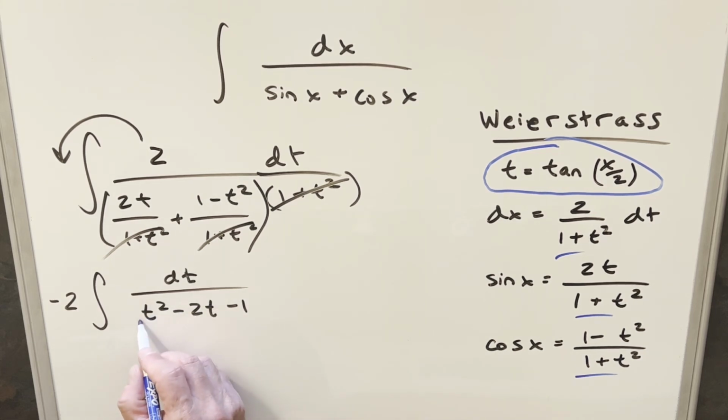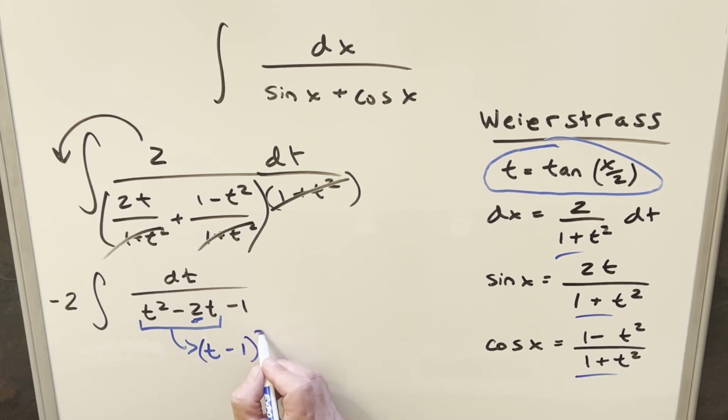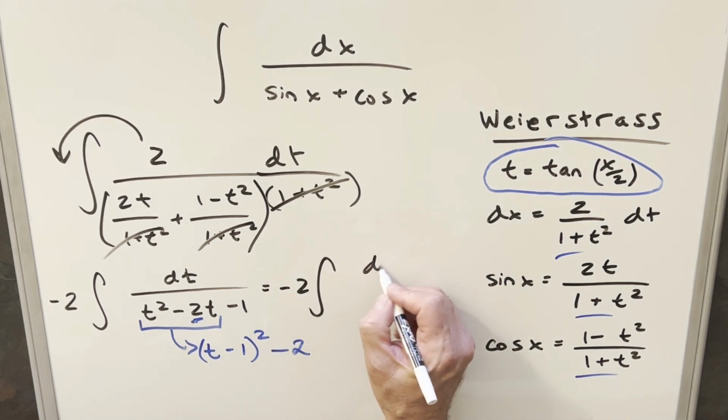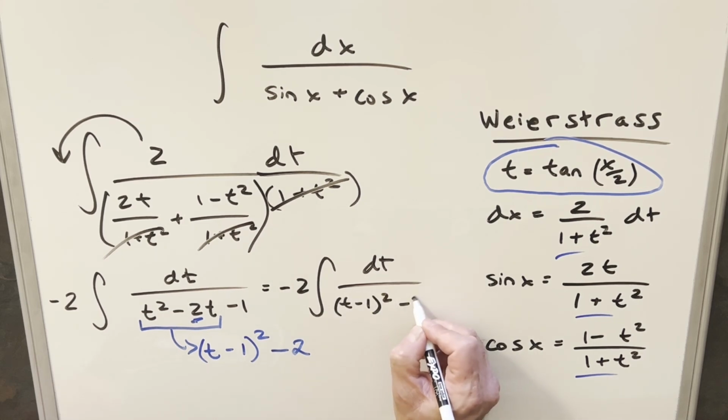And then what I want to do on this is let's actually complete the square. So then taking half of this coefficient here, we can write this as t minus 1 all squared. When you multiply that out, you get t squared minus 2t plus 1. We have a minus 1 here, so to make it the same, I can subtract off 2. So then we'll just rewrite it this way. We're going to have the minus 2 in front, and then this is just going to become this thing, t minus 1 squared minus 2.